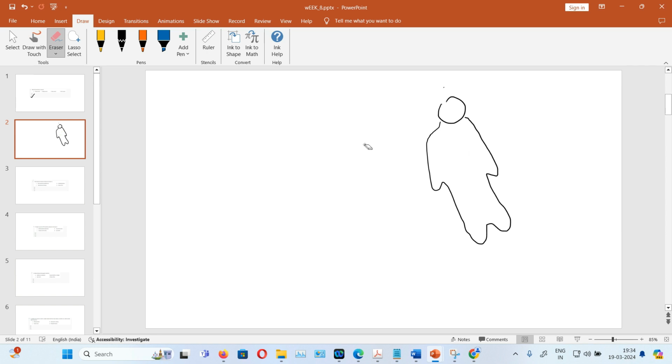There will be some side effects also. There will be some minimal damage to the cells towards that region, and that will be cured during the time course. So this is the way it is happening.